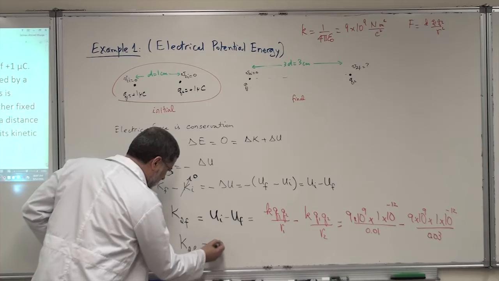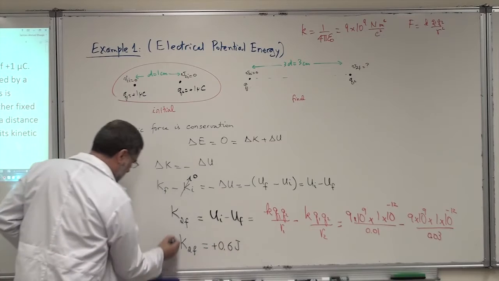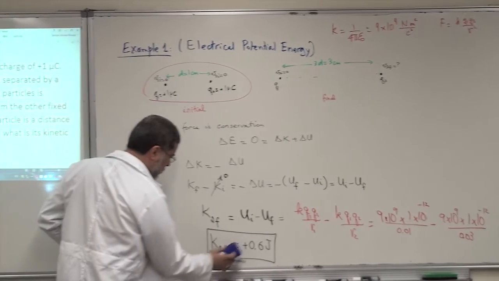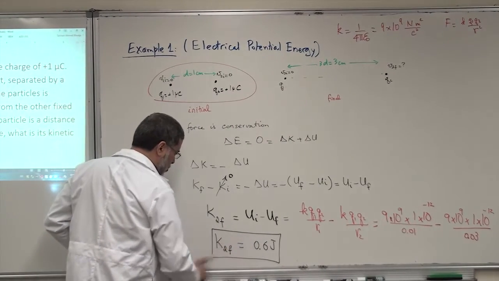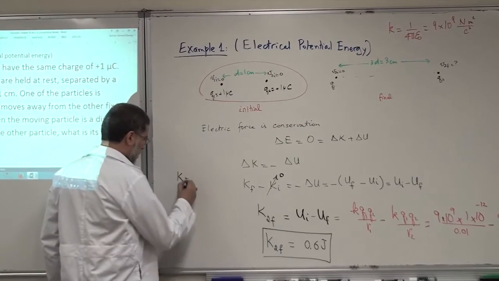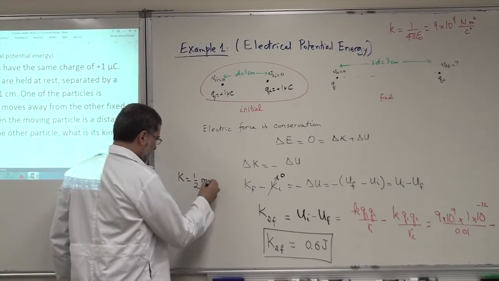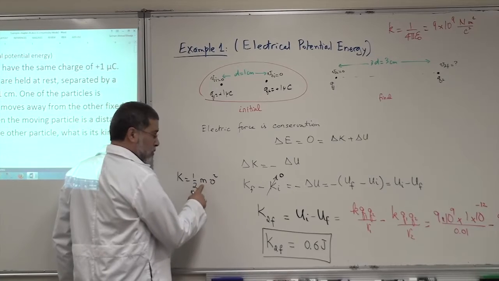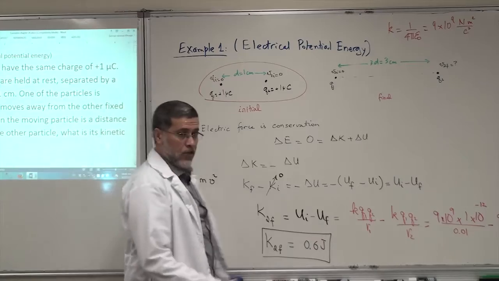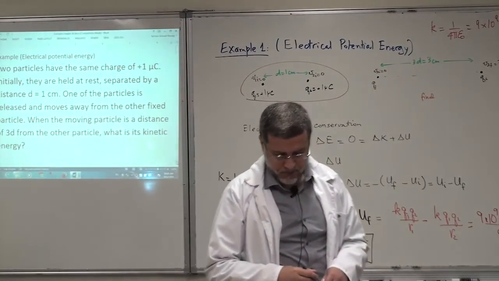This is plus 0.6 joules. That's the kinetic energy. Of course, the kinetic energy is always positive, okay? I don't even need to put the plus sign here, because we know the kinetic energy is always a positive number. The kinetic energy is half mv squared, and mass is always positive, v squared is always positive, and therefore the kinetic energy is always a positive number.